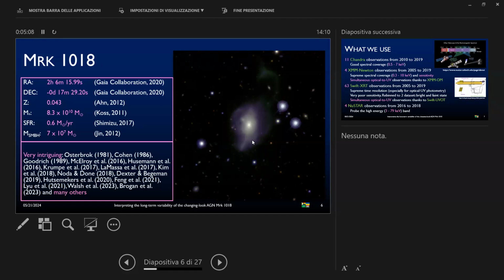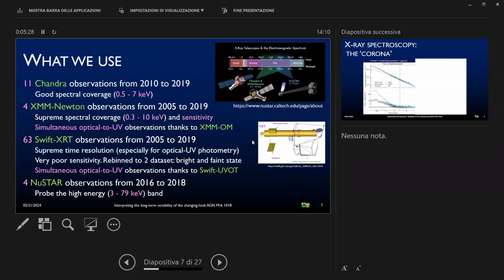And you can see that many efforts have been made in the literature to try to figure out why this Changing-Look behavior happens and what we can learn about the Changing-Look AGN in general by looking at this object. And actually, no one figured out what's happening here. And so we decided to enter the discussion by introducing a novelty, which is using the largest data volume ever assembled for this source.